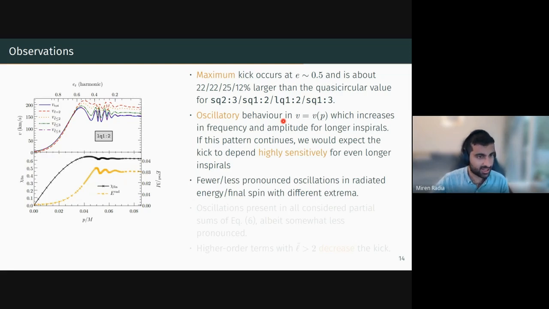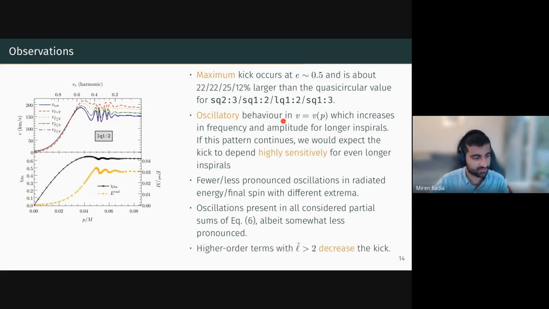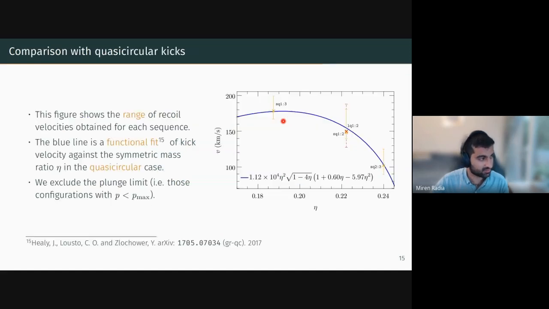Yeah, so fewer, less pronounced oscillations in the radiated energy and final spin with different locations of extrema, and the oscillations are present in all considered partial sums of equation 6, but somewhat less pronounced. And these higher order terms with L tilde greater than 2 seem to decrease the kick. Okay, so I mentioned the graph of the quasi-circular kick against mass ratio.